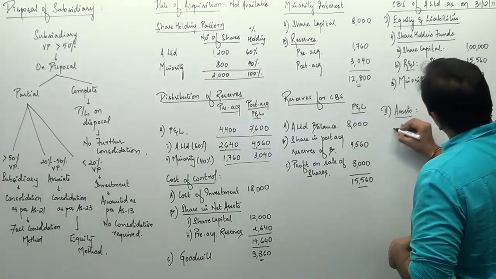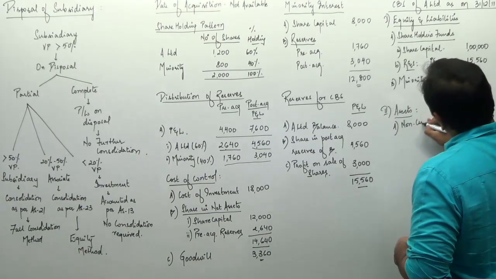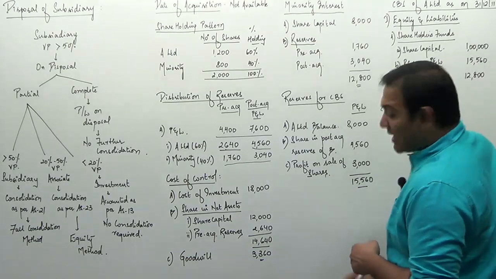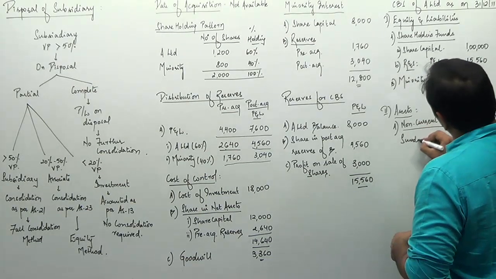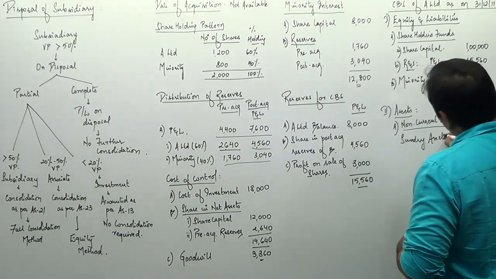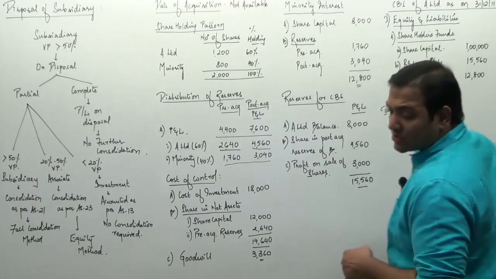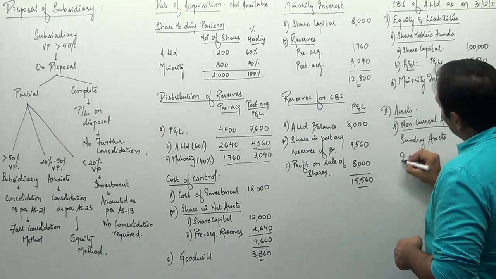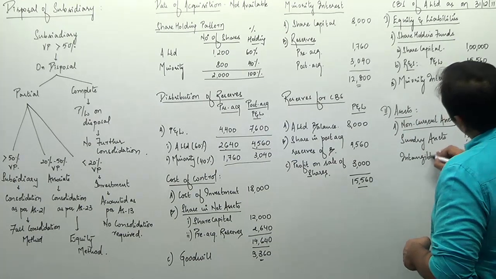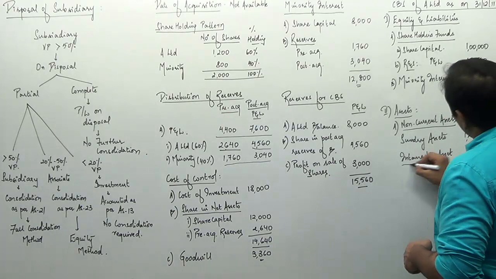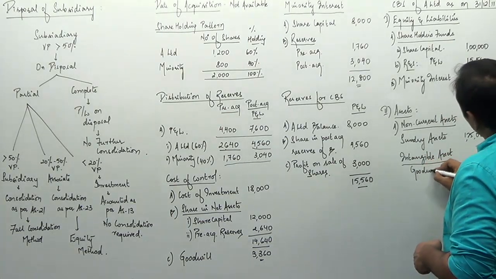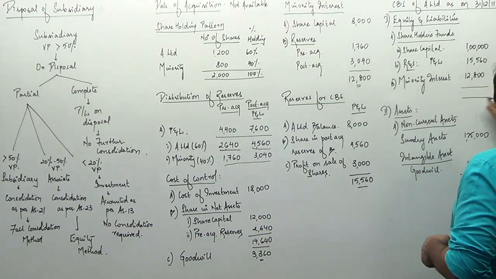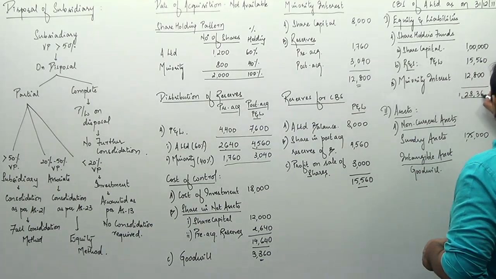On the assets, non-current assets, we have only sundry assets, which I'll place under this. The total of sundry assets is 93 plus 32, 1,25,000. And along with that, I have an intangible asset, that is nothing but the goodwill, 3,360. Total 1,28,360.